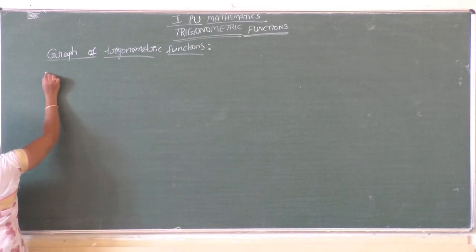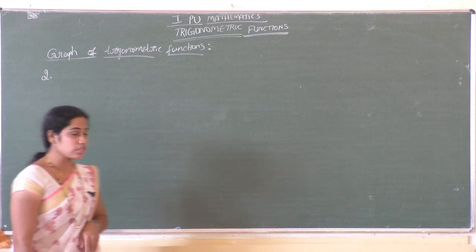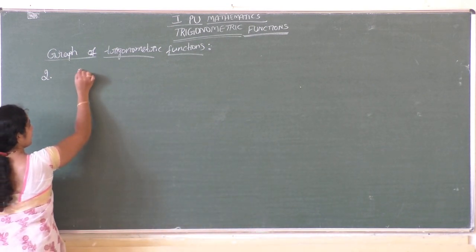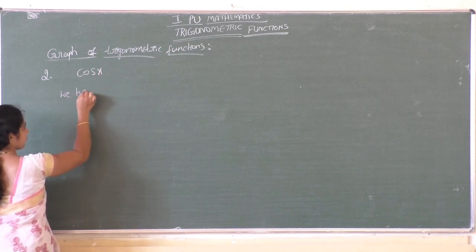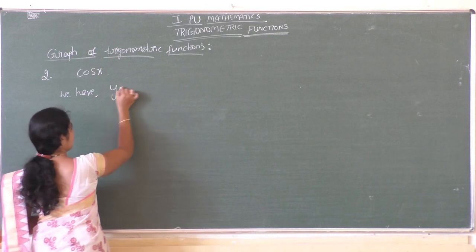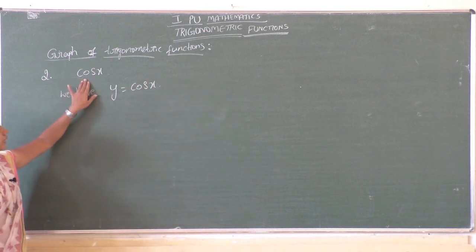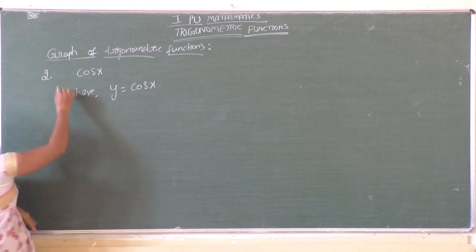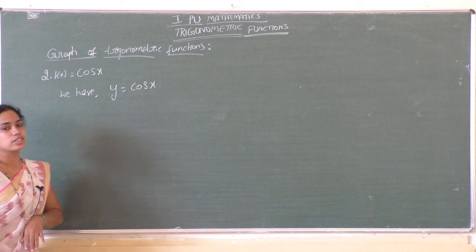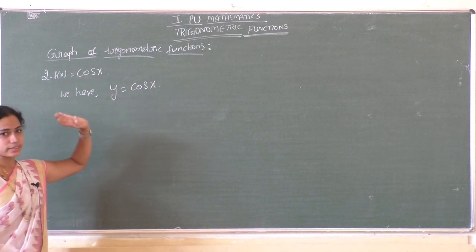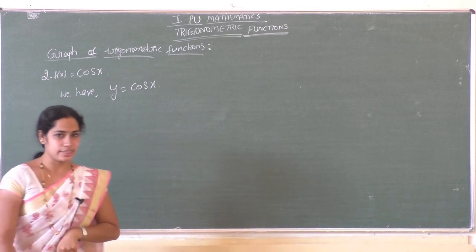Now let us discuss the graph of the second trigonometric function, that is cos x. Let us take y equals cos x, or we can write f of x as cos x. The function can be written as cos x. The first one was sin x, which was discussed in the last class.